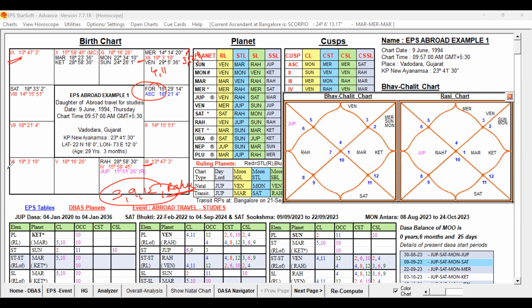The 9th lord and 6th lord is Jupiter. Jupiter is posted in the 3rd house, conjoined with Mars and conjoined with Rahu. This is also an Aries sign. That is also an additional support. Rahu is also conjoined, and Rahu occupying the 4th house is also supportive for education.